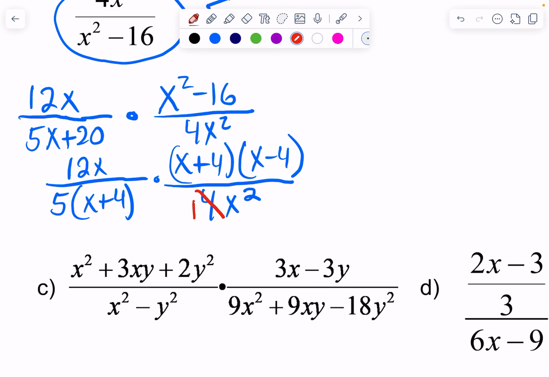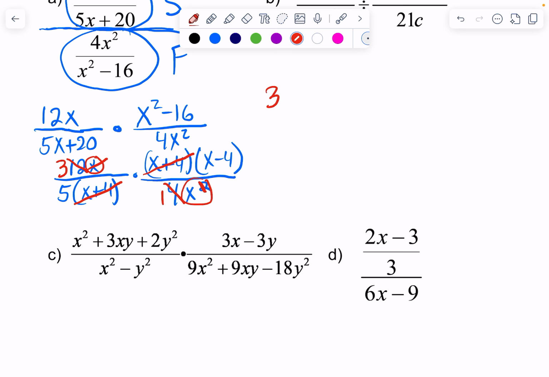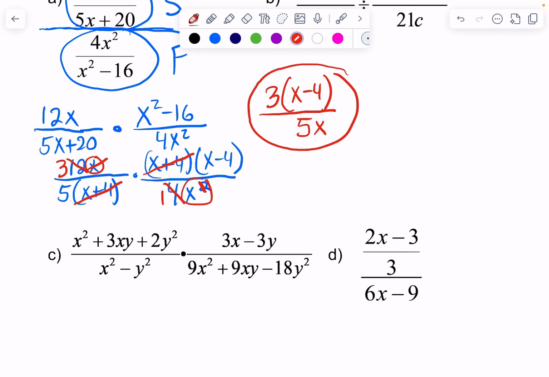All right, so let's see what we can do here. 4 goes into 4 one time. 4 goes into 12 3 times. X divided by x squared is x to the first power down here in the denominator. And x plus 4 in the denominator cancels out with x plus 4 in the numerator. So my final answer will be 3 times x minus 4 divided by 5x.